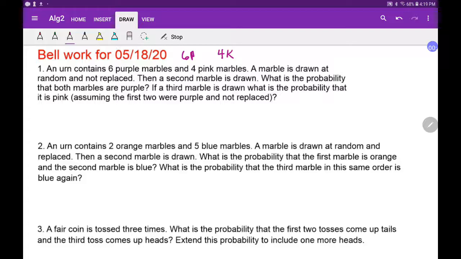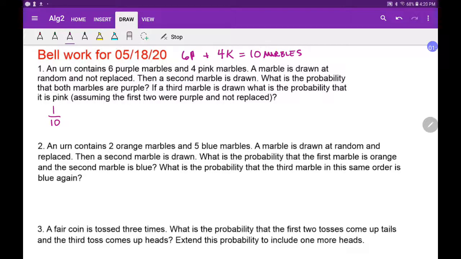So that's called without replacement, and it cuts down on the number of marbles inside the urn. Eventually, you'd have no marbles because you're not replacing them. So, what is the probability that both marbles are purple? Okay, so the first probability is 1 out of 10, right? Because 6 purple and 4 pink is 10 marbles, whatever color they are. There's 10 marbles.